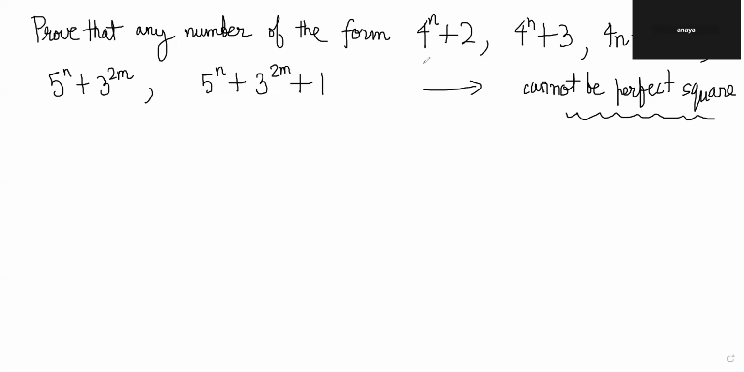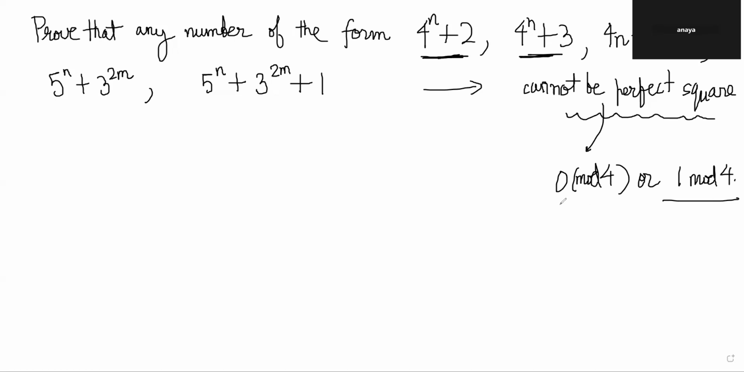The first two are direct, right? Yeah, because they're not going to be 0 mod 4 or 1 mod 4. Perfect squares have to be 0 mod 4 or 1 mod 4. So those are directly 2 or 3 mod 4. You should just think about these three.